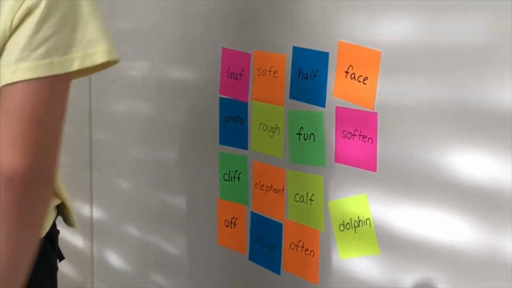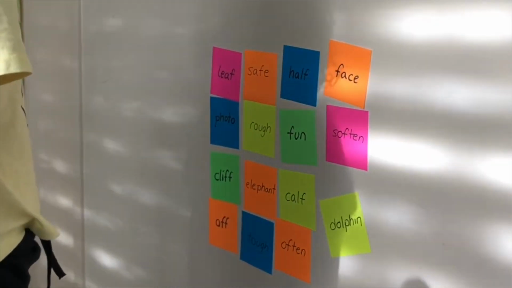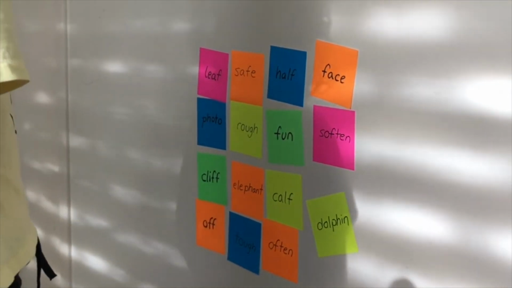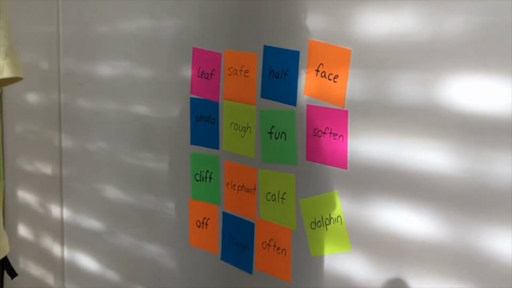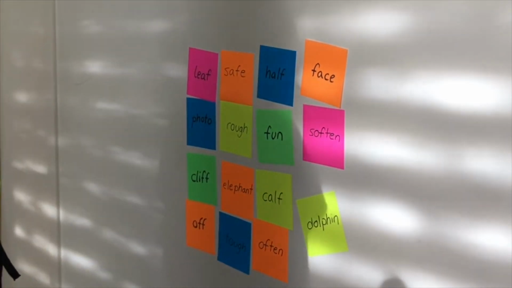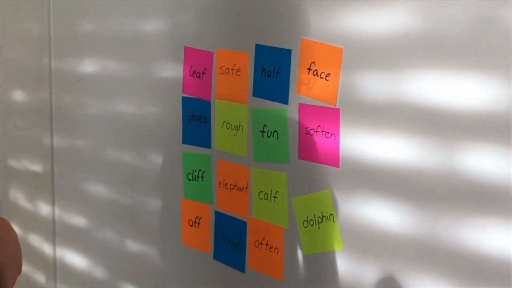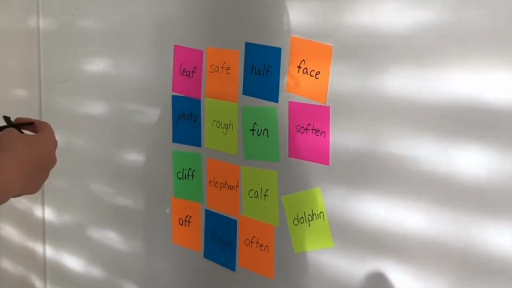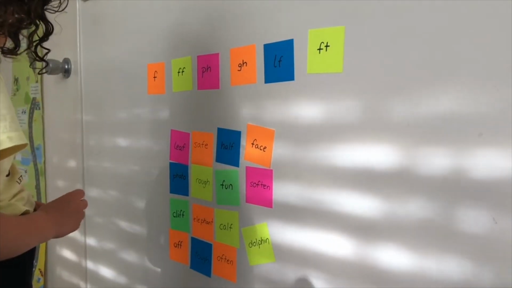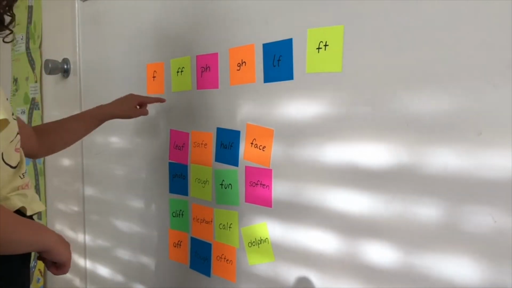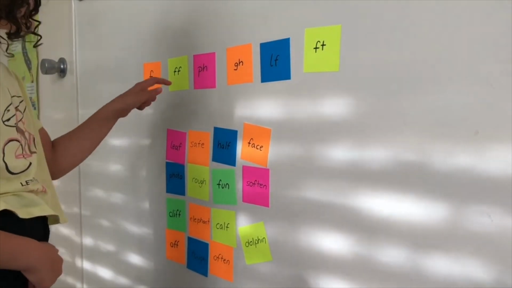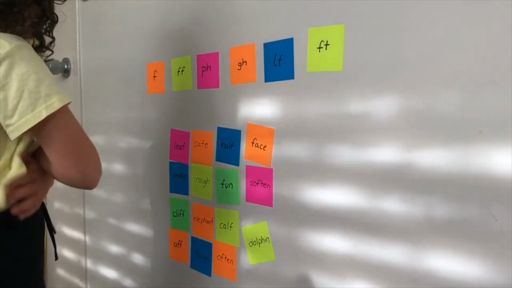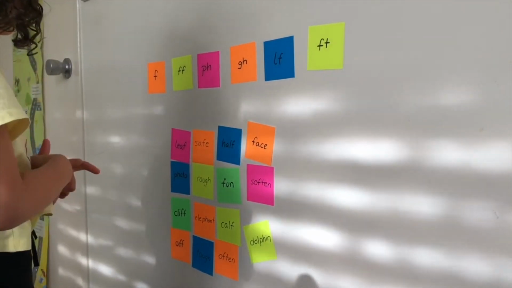Leaf, say, half, face, photo, rough, fun, soften, cliff, elephant, calf, dolphin, off, tough, often. Very good. So now you know what to do? Yeah, but I want to read these out. Okay. Exactly, that's exactly right. Now it's time to put the words where they belong. Okay, go ahead.